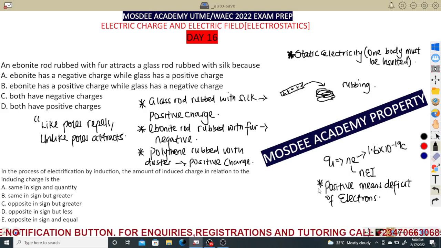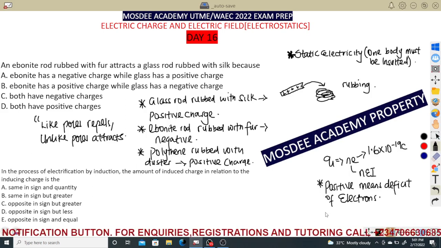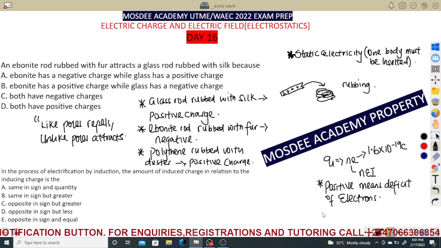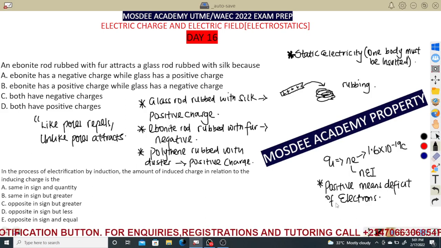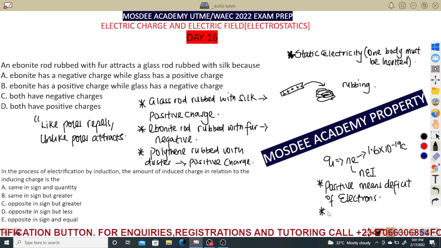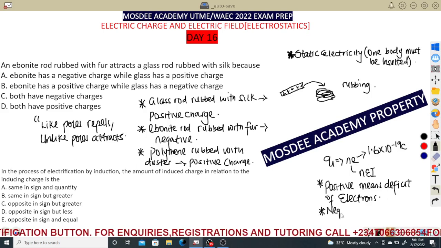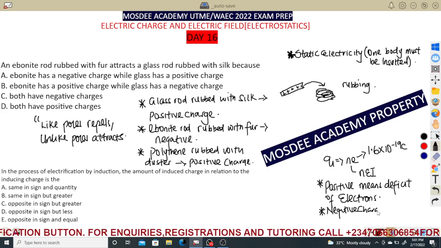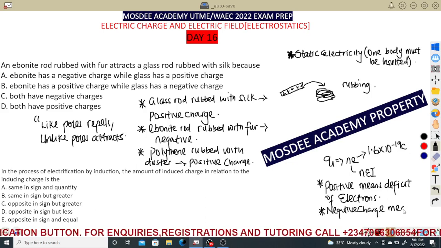That is the essence of all this physics chapter, to make you pass and score a very high score in your forthcoming physics examination. So positive means deficit of electron, whereby that is positive charge. You understand that. A negative charge means excess of electron.